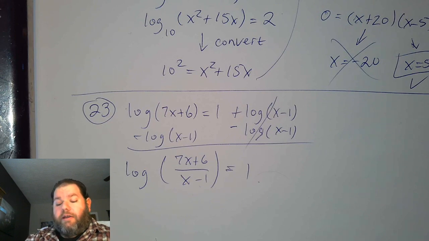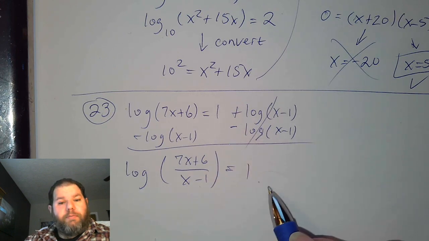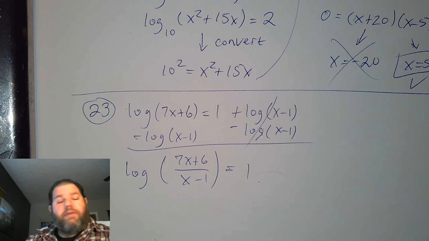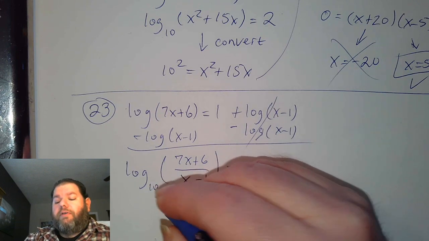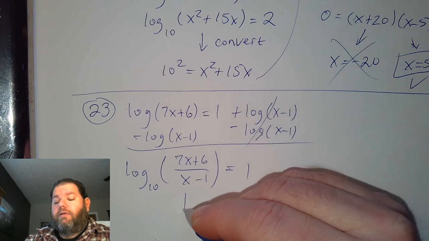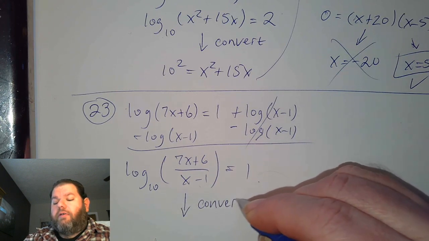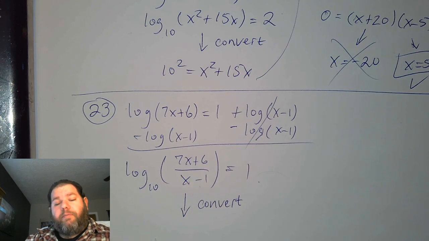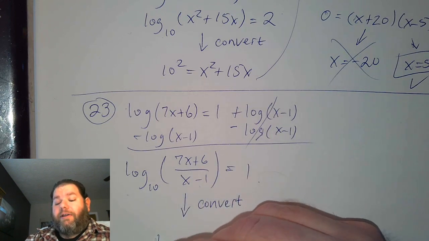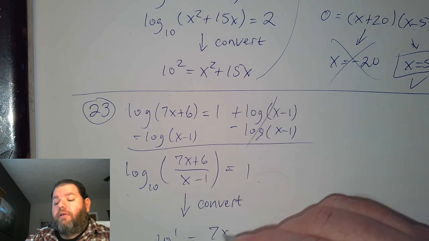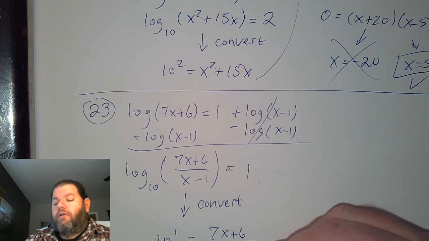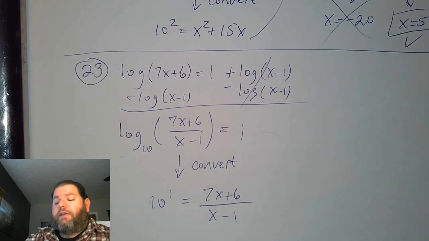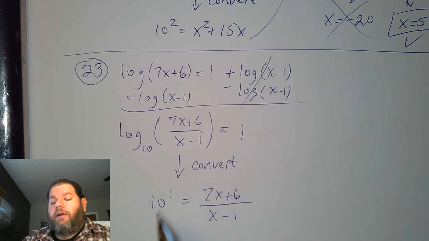Now, again, we have log equals to a number, so we'll have to convert this to an exponential. But notice, again, this is log base 10. So log by itself is log base 10. 10 is implied, but it's important for us to know that it's there, because that's what allows us to convert this and actually get a number we can work with. So we convert that, and it becomes 10 to the first power equals 7x plus 6 over x minus 1.